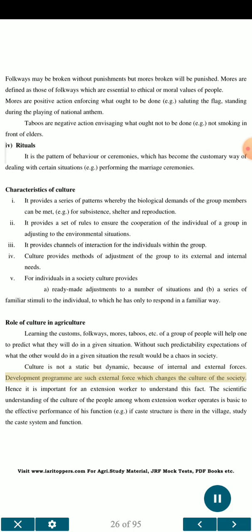Development programs are such external forces which change the culture of the society. Hence, it is important for an extension worker to understand this fact. The scientific understanding of the culture of the people among whom the extension worker operates is basic to the effective performance of his function, e.g., if a caste structure is there in the village, study the caste system and its function.